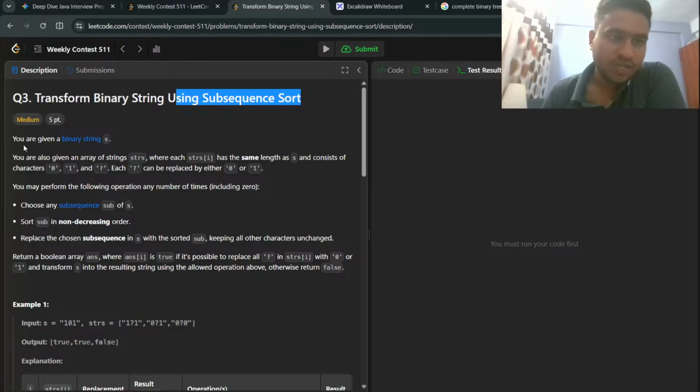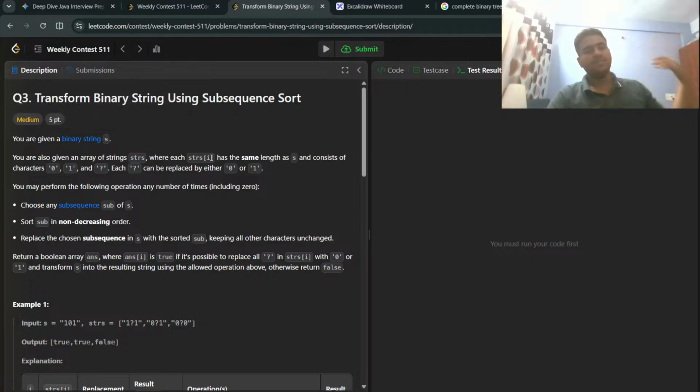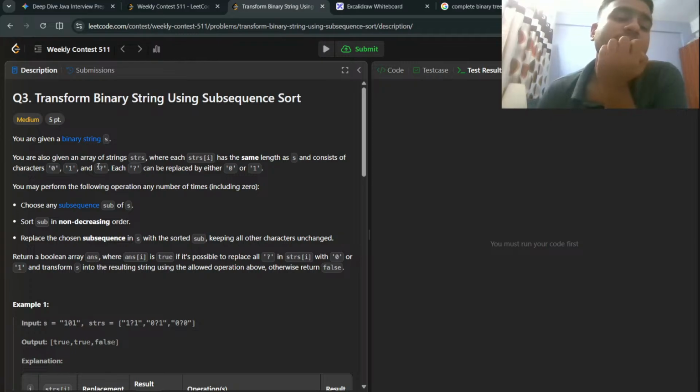Okay, you are given a binary string S. So basically, the definition of a binary string is that it only includes either zeros or ones. You are also given an array of strings strs where each strs[i] has the same length as S.